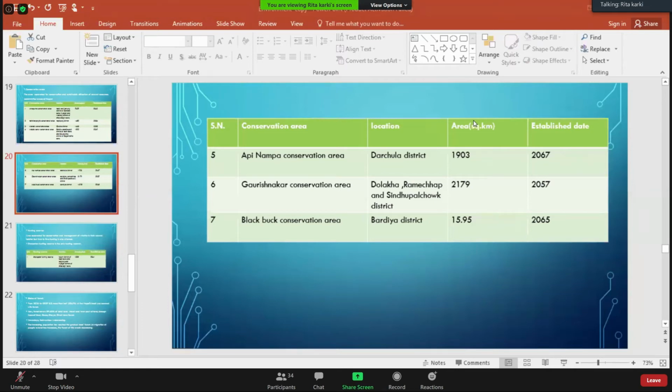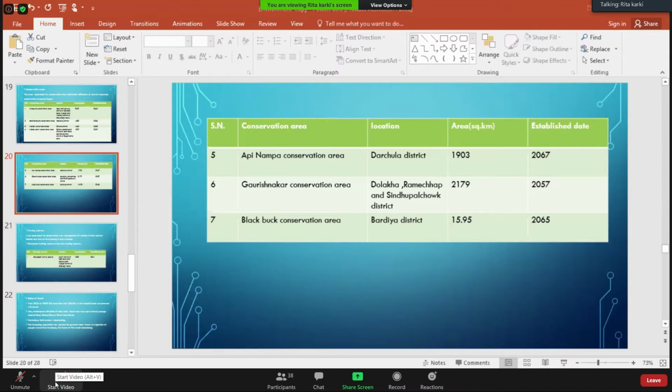In reserves, or Ramsar sites, human activities are strictly prohibited. There are certain reasons in the national parks where human activities are allowed. In the wildlife reserve, no human activities are allowed. But in the conservation area, human activities are equally allowed along with the conservation of the natural resources.